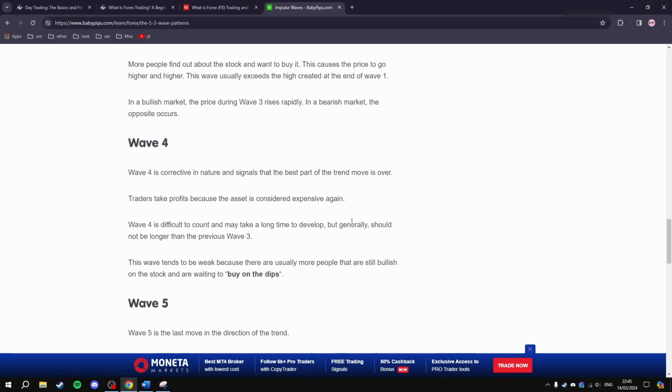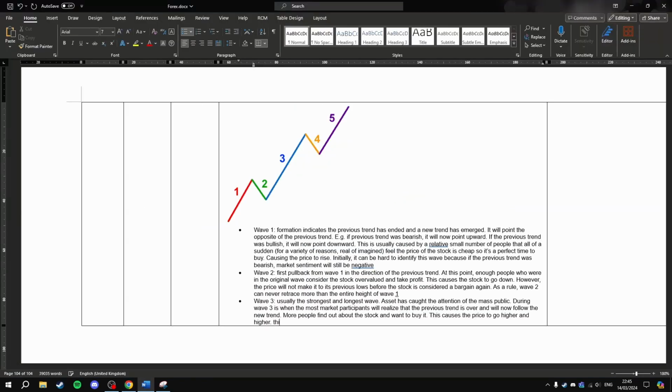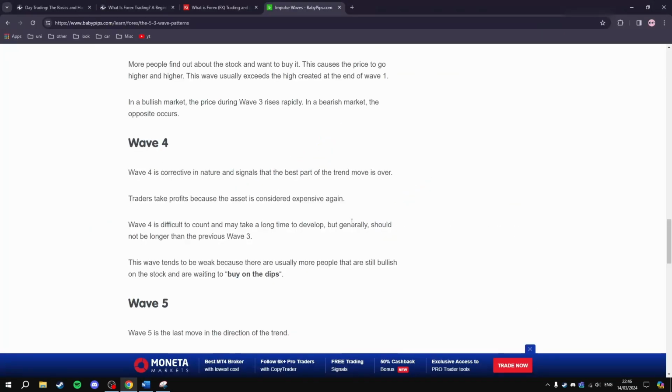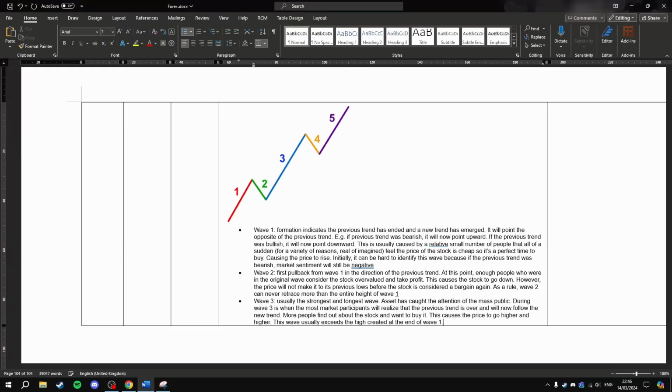This wave usually exceeds the high created at the end of wave 1. So it would usually be higher than whatever this level is.